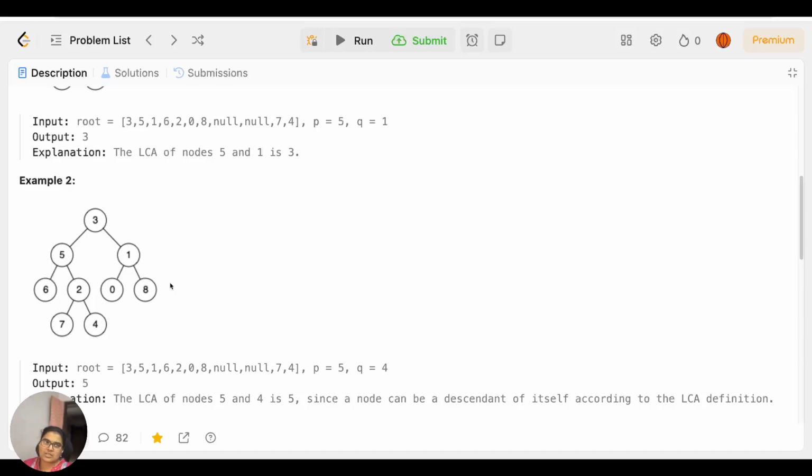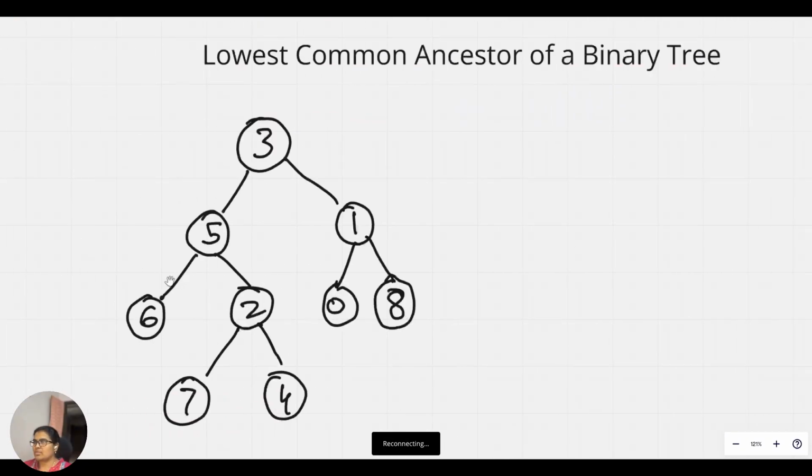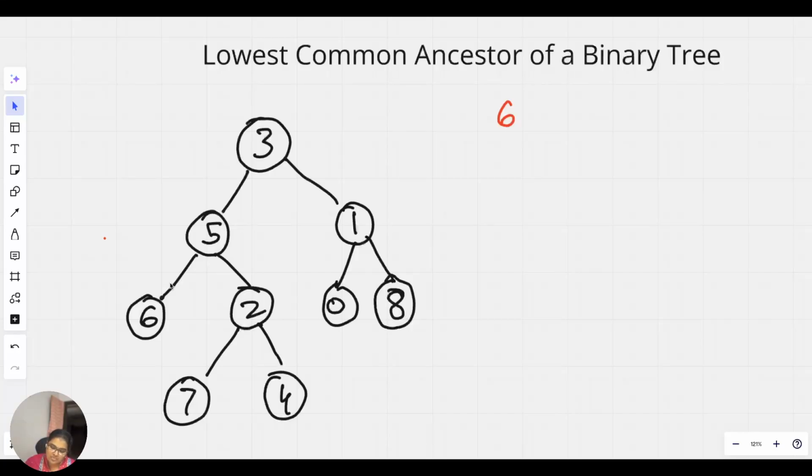Okay, so let's look at it through an example. So let's say we are given this tree, and we are looking for 6 and 4. So one way is to find the path of 6. What is the path of 6? 3, 5 and 6. Find the path of 4, which is 3, 5, 2 and 4.